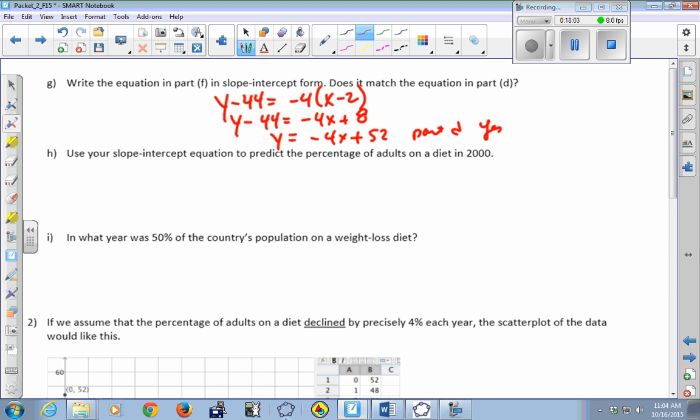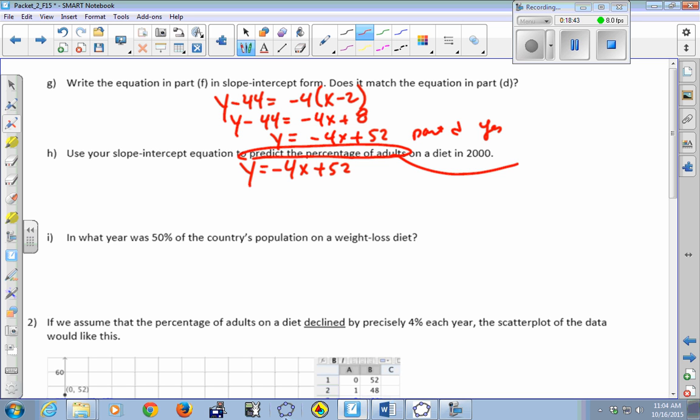Now, the equation solved for y is very handy when it comes to estimating values of the percentage of the population that's on a diet, or predicting. So when it's in this form, it's very easy to answer questions like H and I. Let's take a look at this form of our equation and predict the percentage of adults on a diet in 2000.